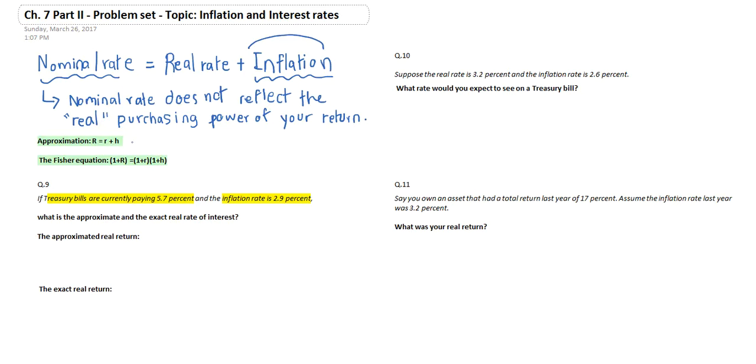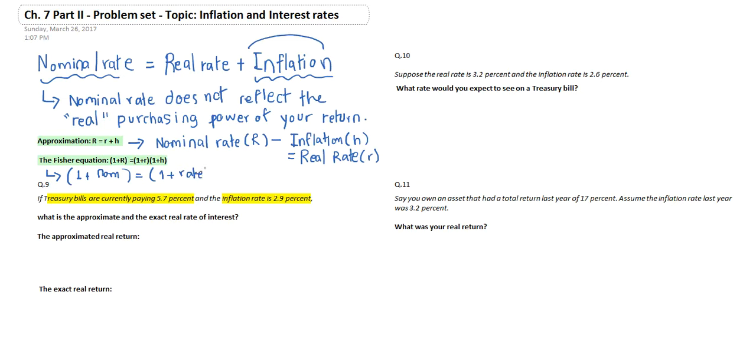There are two ways that we can do it. The first way is called the approximation way. You just subtract inflation, which here they use H, from the nominal rate, which here they use big R, and you end up with the real interest rate, which they use here as small r. The other way, which is more precise, is called the Fisher equation: 1 plus nominal equals 1 plus real rate times 1 plus inflation, and whatever piece you want to estimate, just solve this equation.